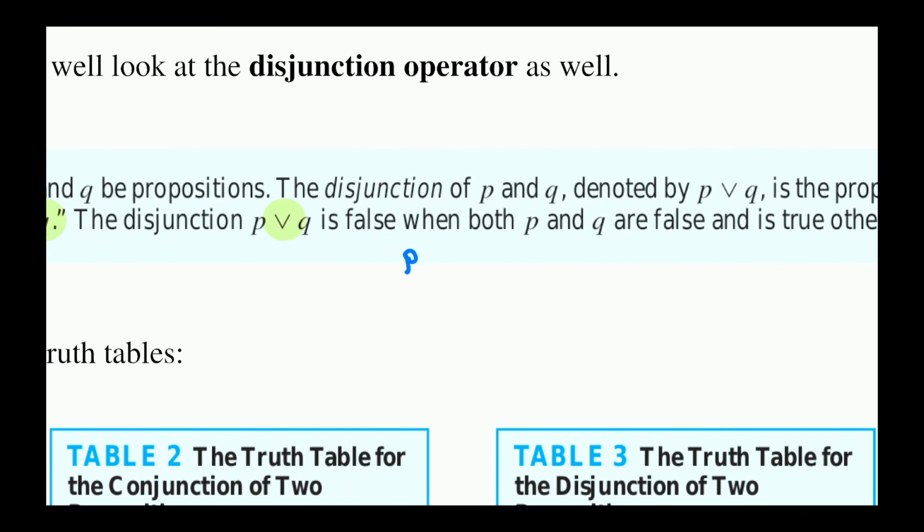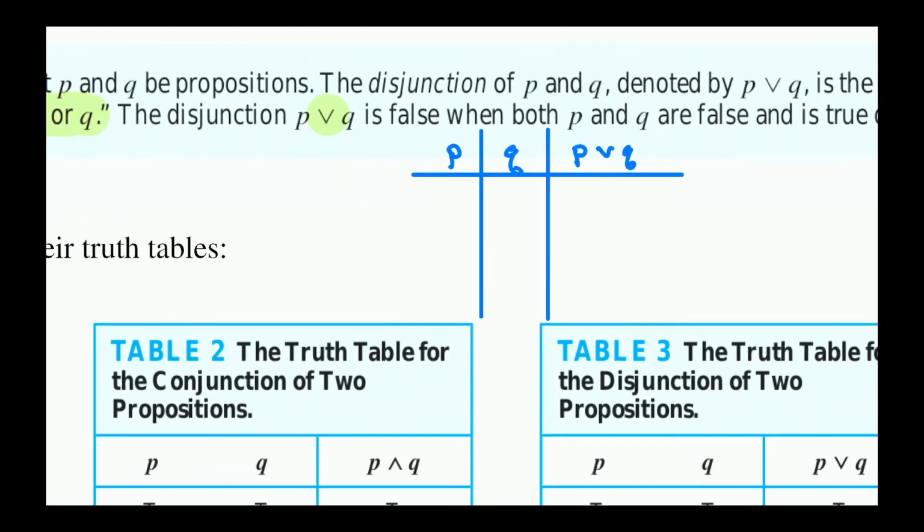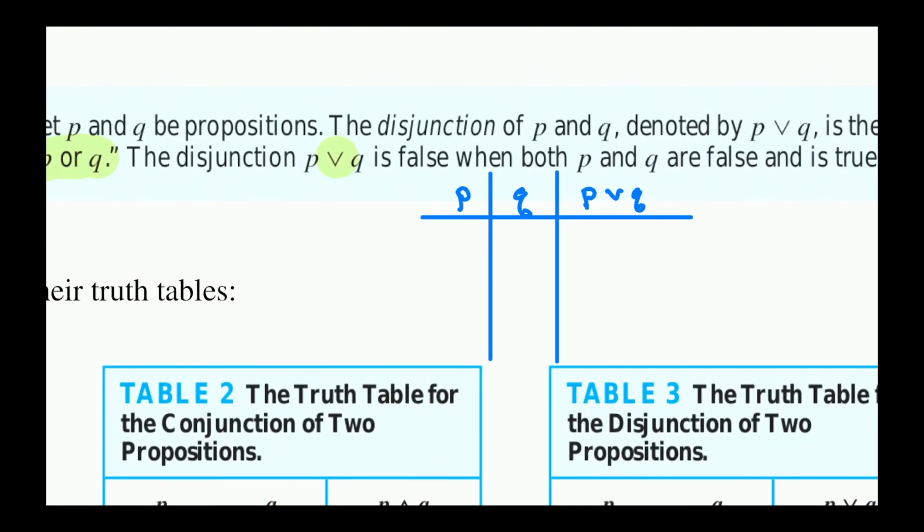So I'll go P, Q, P or Q, and we'll see if we can read off the instructions and make our truth table without looking at the one below. Okay, so we need all of the combinations of true and false again. We're just going to do the same thing we did last time. So you go true, true, false, false, and then you go true, false, true, false. Don't think about it, just copy the pattern.